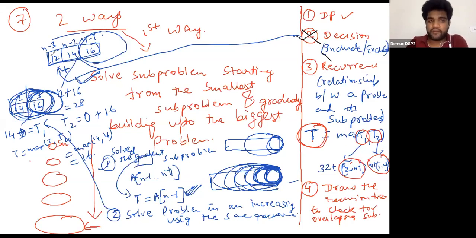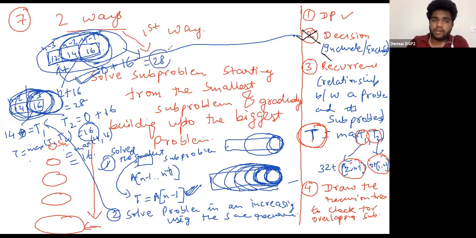If I don't include 12, then I cannot make any money from this index. But what am I left with? I am left with this subproblem now. And because we are solving subproblems in increasing order, this subproblem I have already solved, right? And I got 16 as the answer for this subproblem. So I will simply use it. So for this entire problem, what is the maximum? 28 and 16, it is 28. So for this subproblem, my answer is 28.